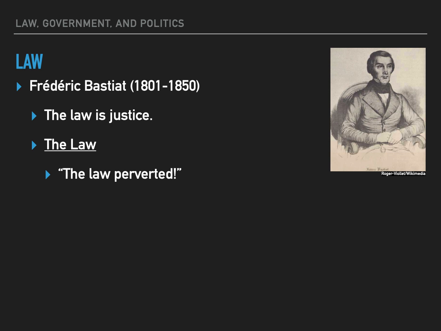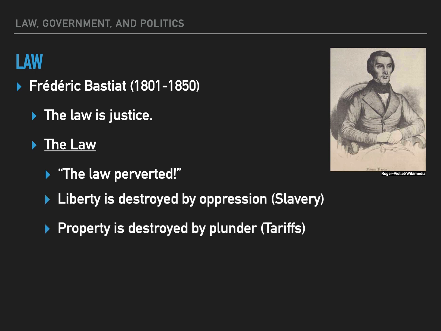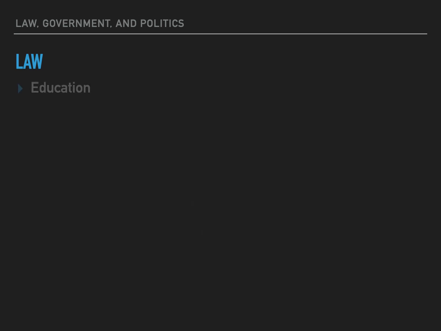He gives examples of how the law, which is supposed to protect life, liberty, and property, your natural rights, is now guilty of the evils it's supposed to punish. The law has been corrupted for the benefit of the lawmaker and to the extent that they have the power to do so. In America, he highlighted slavery and tariffs as examples of corrupt law. A tariff is a tax on certain imports. Liberty is destroyed by oppression in slavery, and property is destroyed by plunder, by tariffs. Bastiat's most appealing argument to me is his assessment of education.